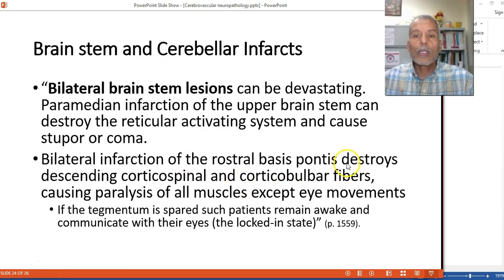that is going to destroy the descending corticospinal tract and the corticobulbar fibers as well. These are very, very major motor highways. That causes paralysis of all muscles except eye movements, and that causes the syndrome that is known as locked-in syndrome. The person cannot move any muscles except the eyes. They can communicate with the eyes. They are conscious usually, and they cannot do anything other than just moving their eyes.